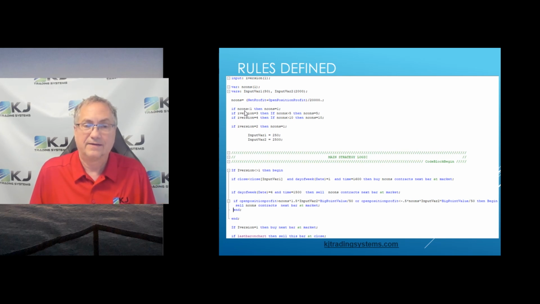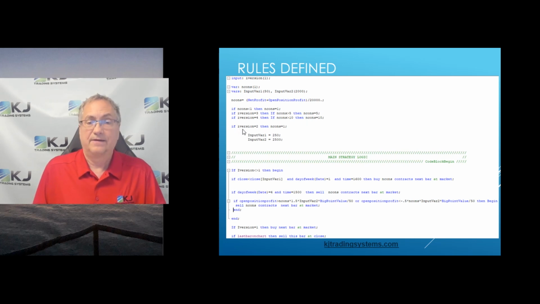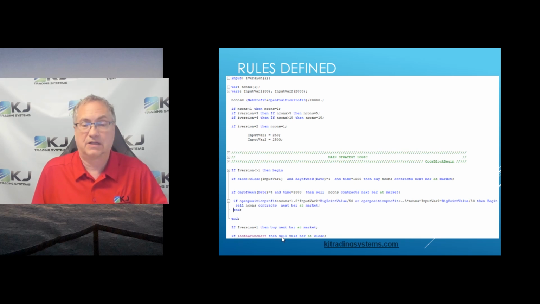Then I say if the number of contracts is less than 1, make it 1. So I always want to trade at least 1 contract. And then here's the different code for the different versions, which limits it to 5 or 10 contracts. Then I said for version 2, I want to go and do my strategy, where down below, near the bottom, it says if version 1, just buy the next bar. So that would be buy and hold. The very last line will just close all positions at the end so that we can compare statistics because everything's closed.